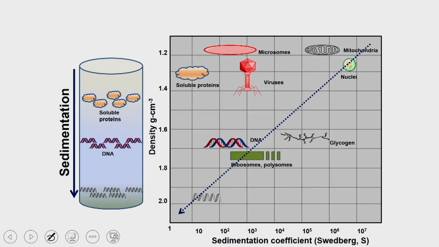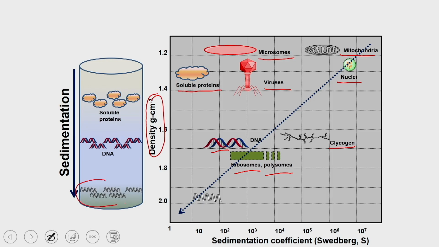Now, you can see another example where we have the different types of biological molecules. You have the microsomes, mitochondria, nuclei, viruses, soluble proteins, DNA, ribosomes, polysomes, and glycogen, which is another biopolymer. All these molecules have different sedimentation coefficients and different densities. So, if you spin them down, all these biomolecules will separate from each other because they will settle down at different steps.